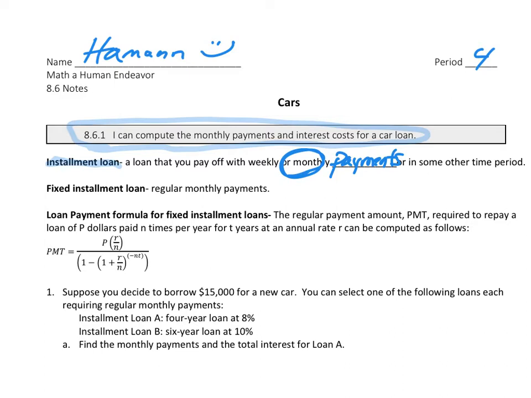Regular monthly payments. This is the formula right here for payment. P is the amount required to pay off the loan, so it is the amount of dollars that you actually borrowed. R is the annual rate of your loan, how much interest you're paying. N is the number of times per year, which is usually 12. And T is the number of years your loan is. Once again, you do not have to memorize this formula. It'll be right next to you while you do your practice problems, your exit slips, your quizzes, and the test.